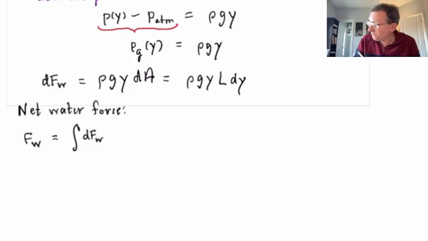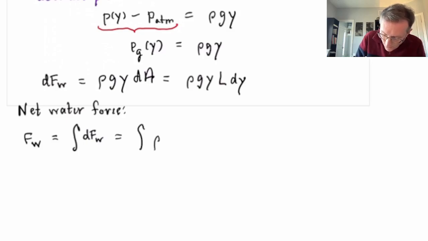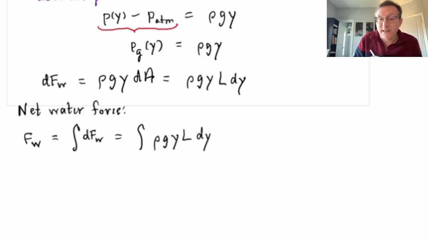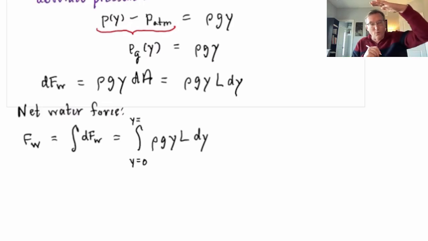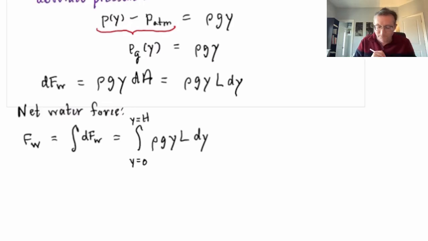That's an integral. And so I substitute my expression for dF_W: rho g y L dy. So I'm integrating with respect to the variable y. So the limits on the integral are y values, and I start where y equals 0, that's at the top. And to get the whole glass wall, I have to go all the way to the bottom where y equals h. And that's the integral I have to do.